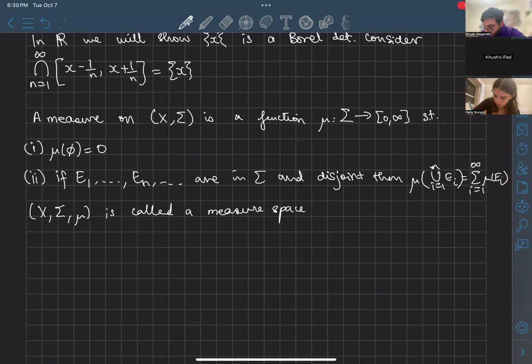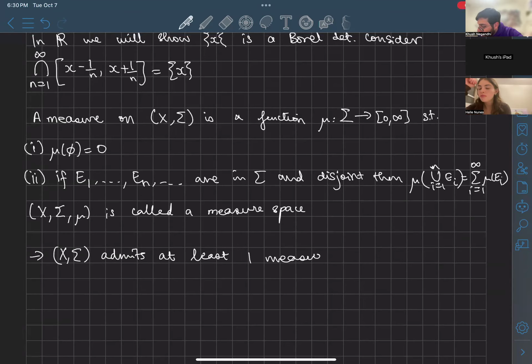Okay. So what I want to note is that (X, sigma) admits at least one measure. And the proof of this is as follows. Let x be a point in X. We know that such a point must exist if X is non-empty.